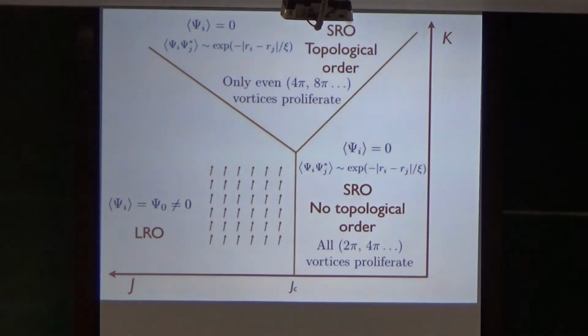But it turns out what you can get away with is only having some of the vortices. So here I only allow even vortices, those winding by 4 pi rather than 2 pi. And here I allow all of them. Okay. So this is the claim. Now let me show this. How do we guarantee there's a phase transition, and what is the order? How to distinguish the phases?